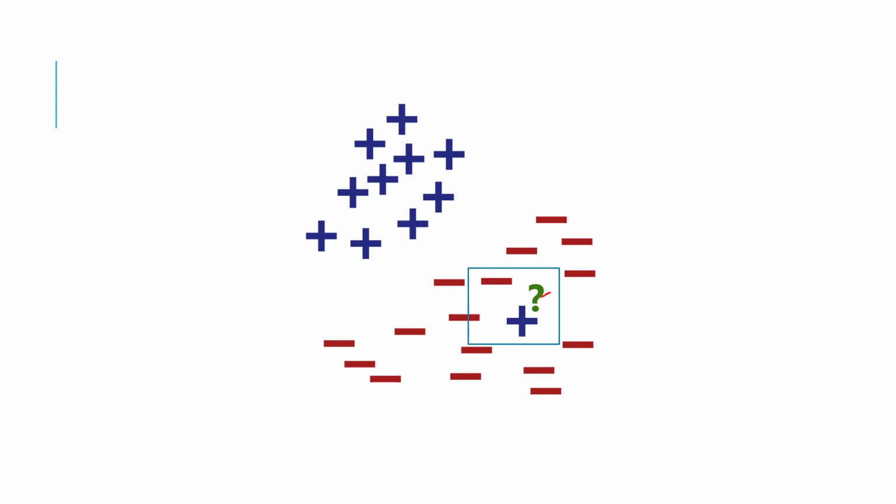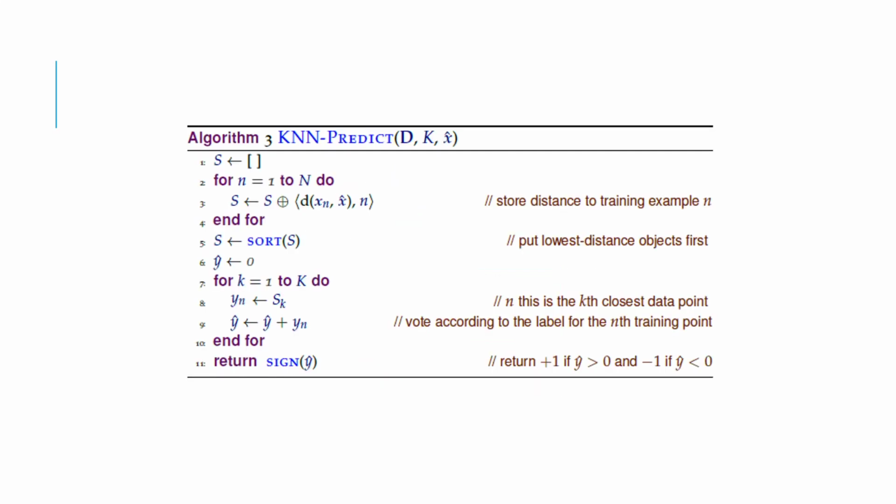So this is the test point, and this is the first nearest neighbor, which has the label of positive. So let's just put it x sub 1, and this is x sub 2, and this is x sub 3. So as we can see, through voting, negative would win, right? So with those things in mind, let's formalize the algorithm for the k nearest neighbor.